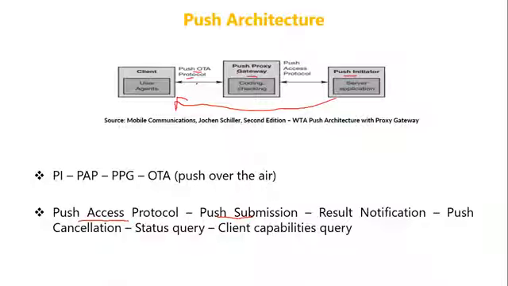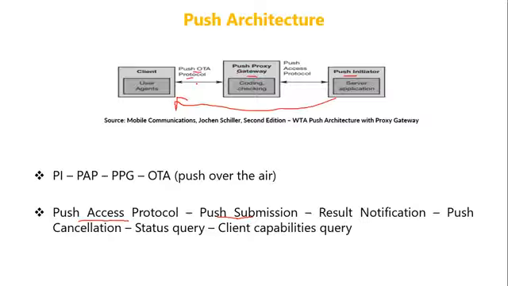And then status query. With the help of the push access protocol, the PI can query the status of a push message. The result could indicate if the PPG already delivered the message or is still trying to reach the client. Like, what's the status of my previous push message? It can ask the gateway through status query.